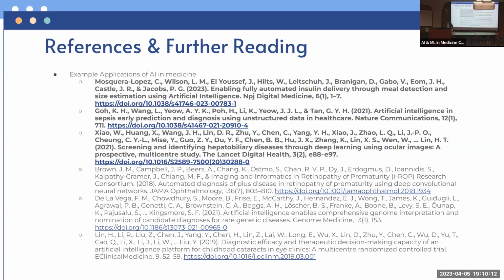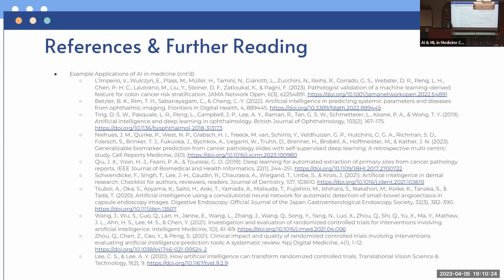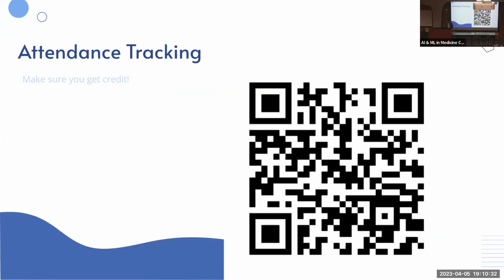I also have some references and further reading on these slides. Again, I will share all of these with you. The ones that are bolded are the ones that I specifically had in the slides. I'm just going to tell you this actually took a bit of time, and yes, I went through all of these. I didn't just put them in there based on one sentence.